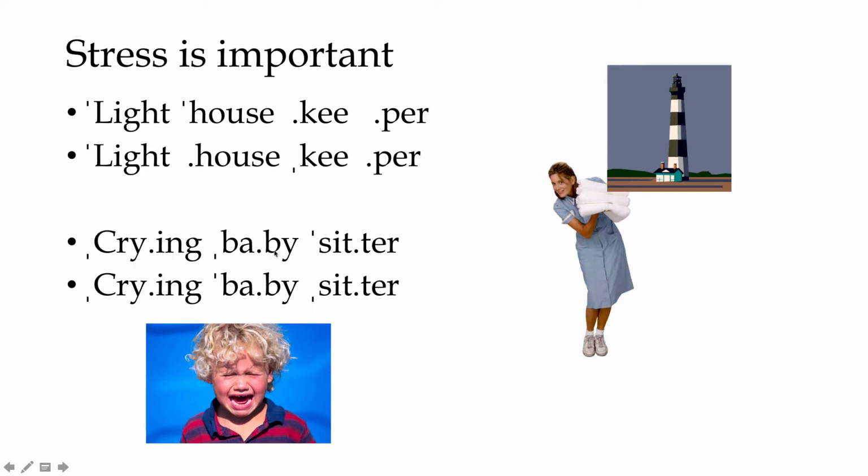A crying baby sitter would be someone who sits or watches over crying babies. Crying baby sitter, so it's the baby that's crying. A crying babysitter, now it's a babysitter, and then that babysitter is crying. Here it's the little child who's doing the crying, and this one it's the adult who's doing the crying. So the stress assignment really matters for how we interpret compound words, and what's the head or the main idea, and what are ideas that are more describing that main one.